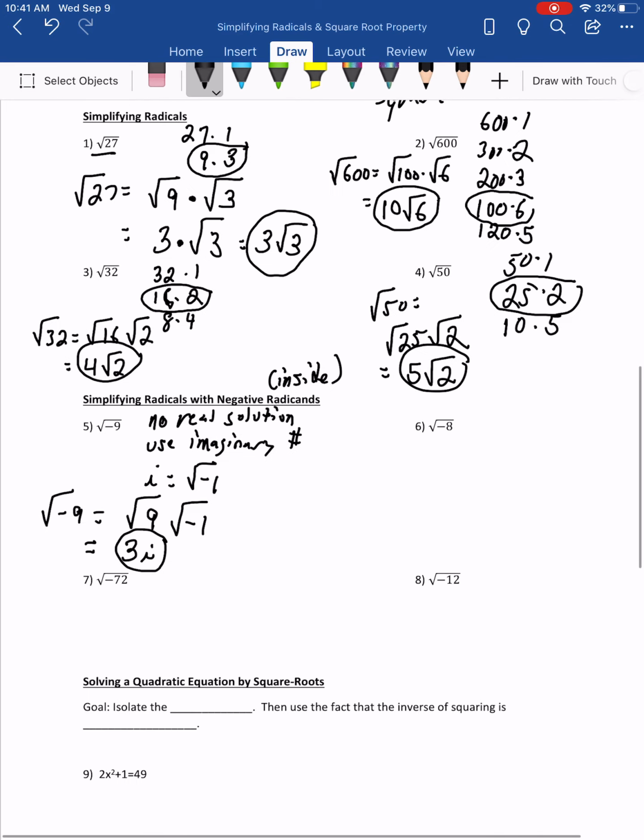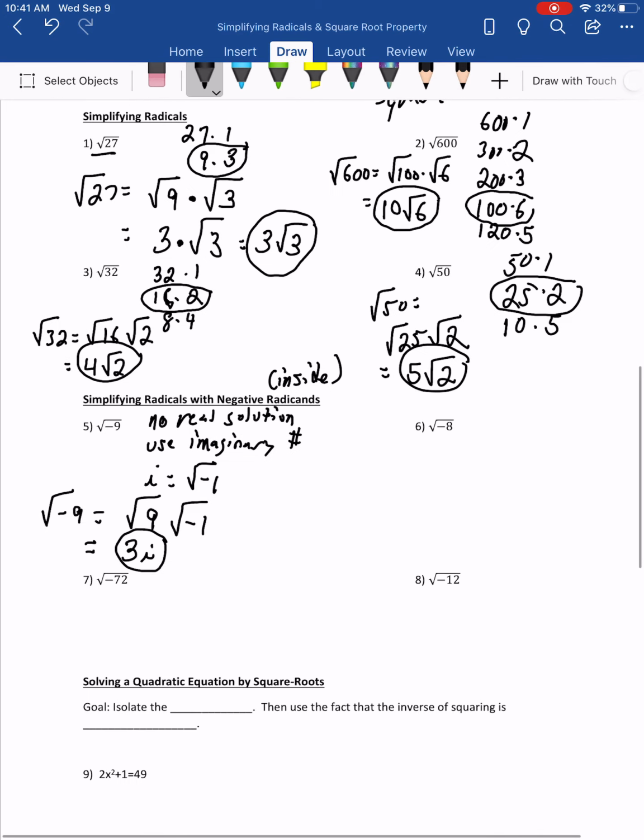So now we're going to apply square roots to solving quadratic equations. So we have the square root method, and then coming up we have the quadratic formula. So right here, the goal is to isolate the square. All right, so in number 9, what I want to isolate is that x squared.